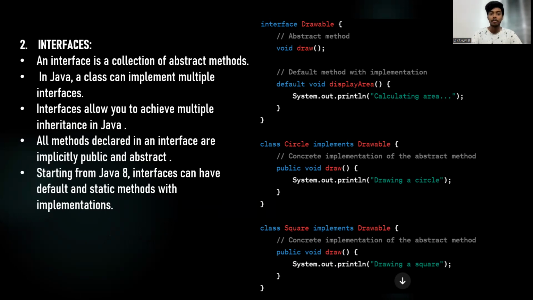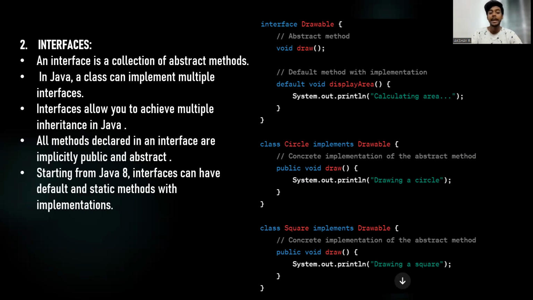In Java, a class can implement multiple interfaces, and these interfaces allow you to achieve multiple inheritance in Java. An important point is that all methods declared in an interface are implicitly public and abstract.